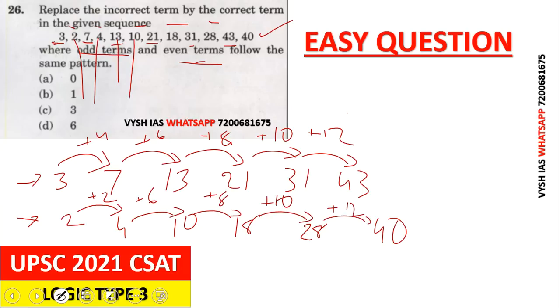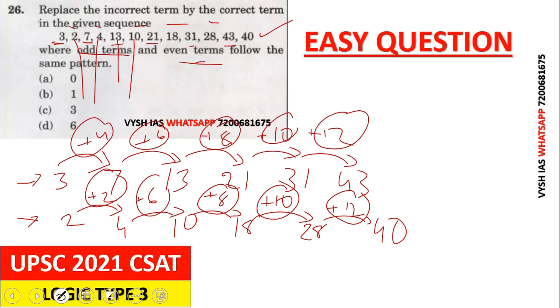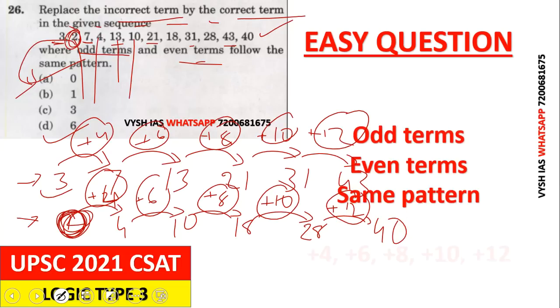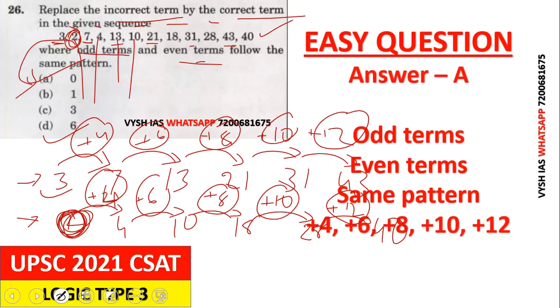So if you see, this is matching. 8 is matching. 6 is matching. But this is not matching. So this also has to become plus 4, right? For that, this has to become 0. If this was 0 instead of 2, then both the patterns will match. So answer is 0. They're asking replace the incorrect term by the correct term. You have to replace 2 with 0. That is the answer. Same pattern, 4, 6, 8, 10, 12. Answer A. You have to replace 2 with 0.